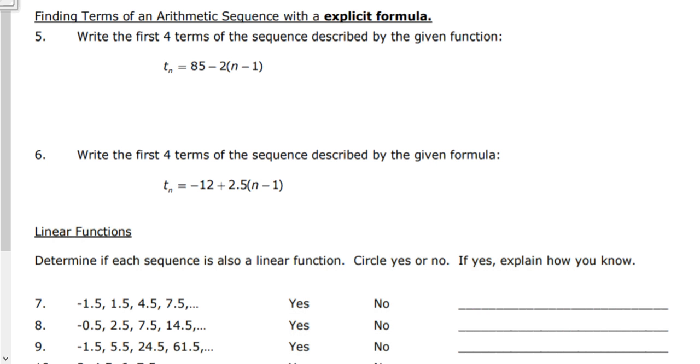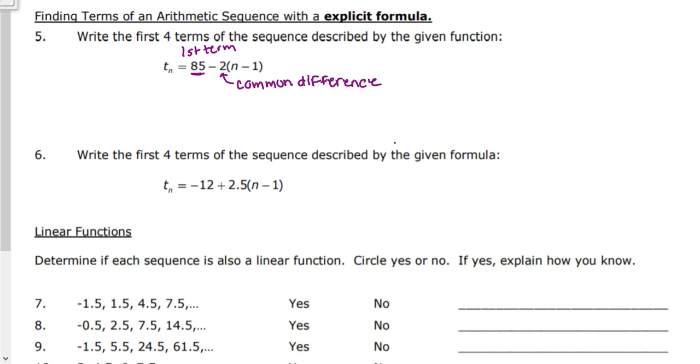So let's look at how we are to find terms of an arithmetic sequence with an explicit formula. I need to write the first 4 terms of the sequence described by the given function. So let's remember the parts of our explicit formula. The first number, this is my first term. And this number, my multiplier, is my common difference.